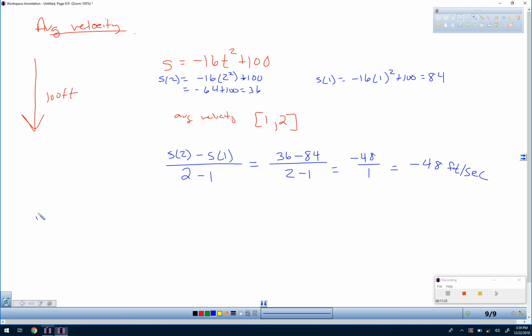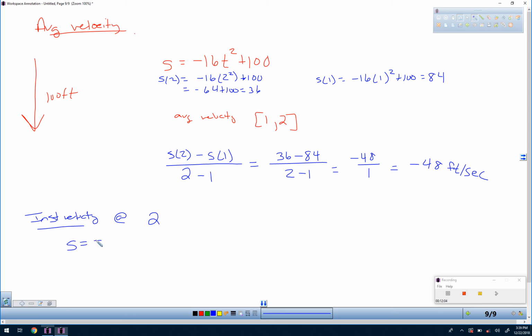If I wanted the instantaneous velocity at, let's say, at 2. So see, what you found was the average velocity. On average, that ball is falling 48 feet per second from 1 to 2 seconds. But let's say you want to know what the instantaneous velocity of that object was at 2 seconds. Not more than that, not less than that, just at 2. That would be the derivative.